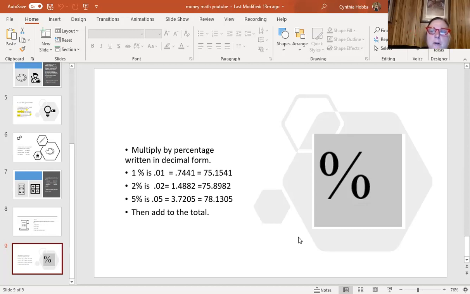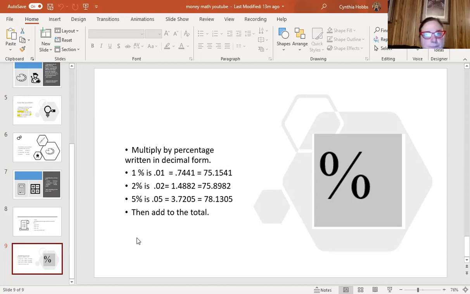Then add the total. Usually on this task, you have to type it in, or you're most likely just going to pick from the choices. You're going to go 75.15, 75.89, 78.13.